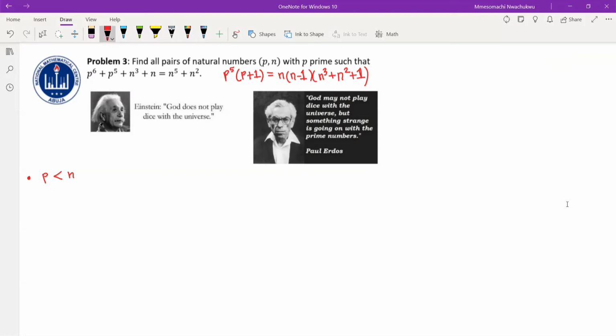Now, next, what I'm going to show is that n is greater than or equals to 3. So recall that n is a natural number. So we'll just test for n equals 1 and n equals 2. If n is equals to 1, what does this imply? It implies we have p to the 5th power into p plus 1 is equal to 1 into 0 into 1 plus 1 plus 1. So here we see that this is equal to 0, and this is a contradiction. So n cannot be 1.